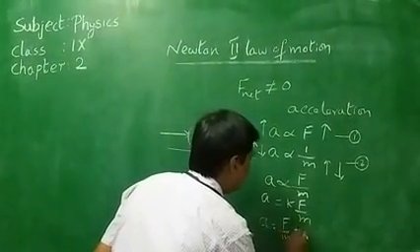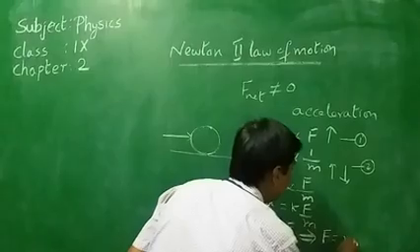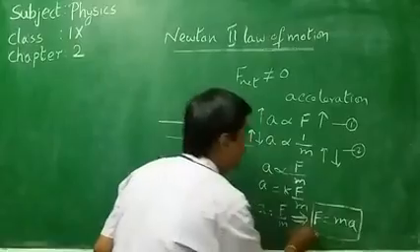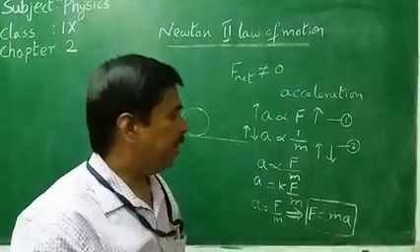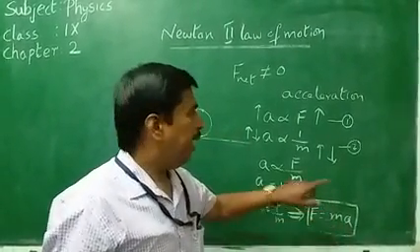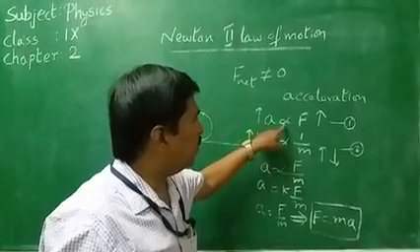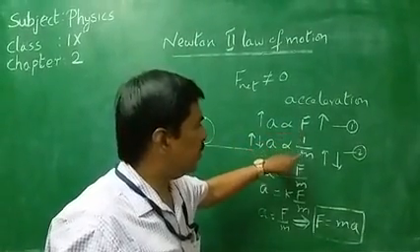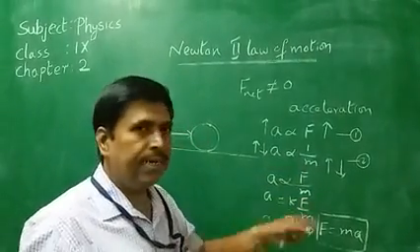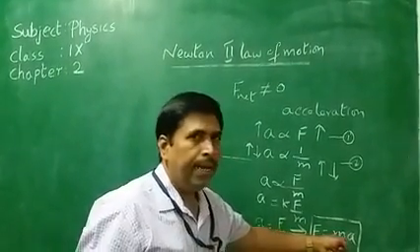So you will be able to get a formula here, F is equal to MA. This is the formula given by Newton. Force is equal to the product of mass and acceleration. F is equal to ma. So what Newton's second law states here is acceleration is directly proportional to applied force and it is inversely proportional to mass of the object. Basing on this, Newton has derived the formula force is equal to the product of mass and acceleration.